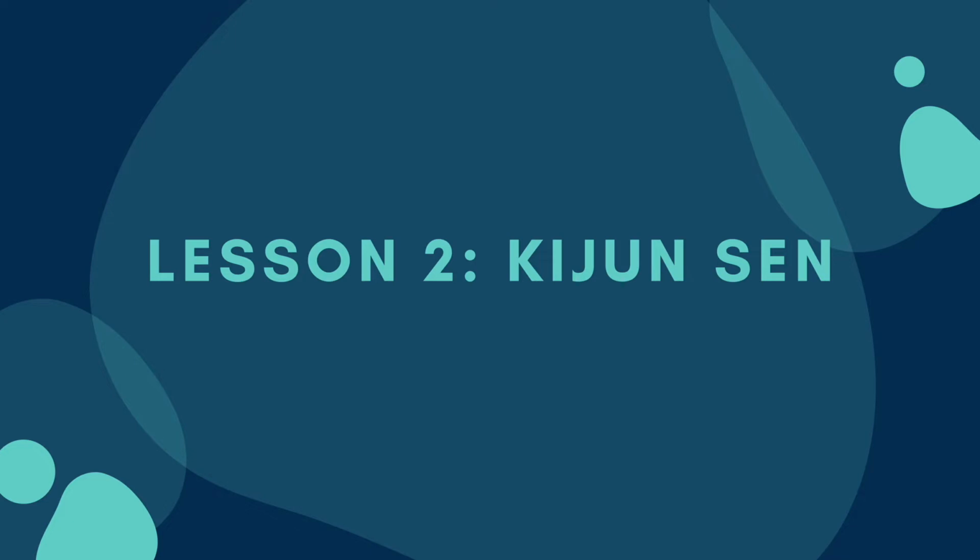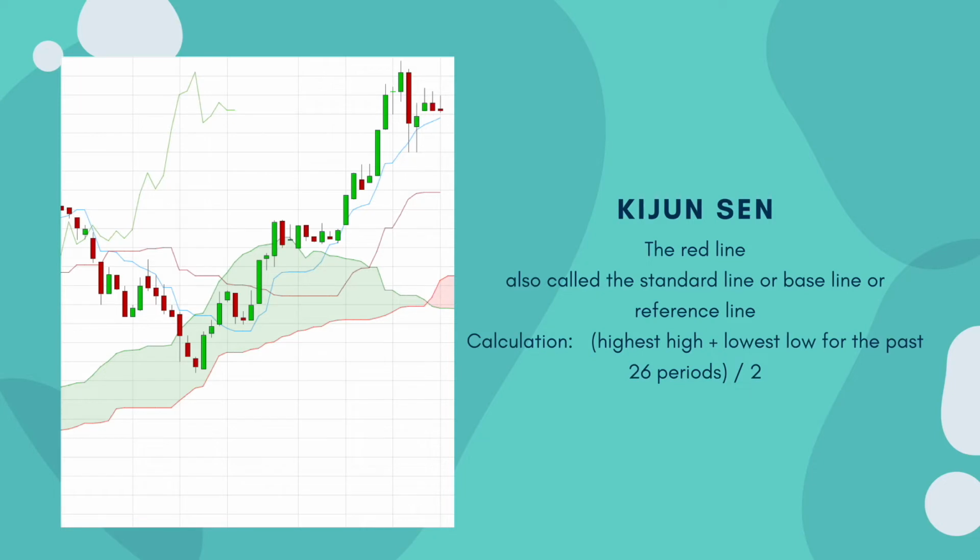The second element in the Ichimoku system is the Kijun Sen line. The Kijun Sen is a vital part of the Ichimoku system. The Kijun Sen is the red line. It is also known as the reference line or the standard line or the baseline. It is calculated by taking the highest high plus the lowest low for the past 26 periods divided by 2.